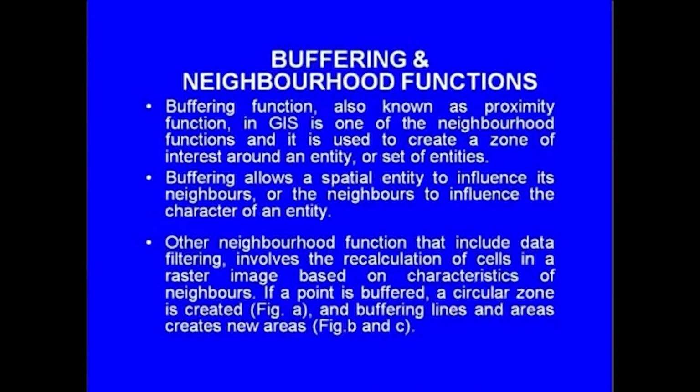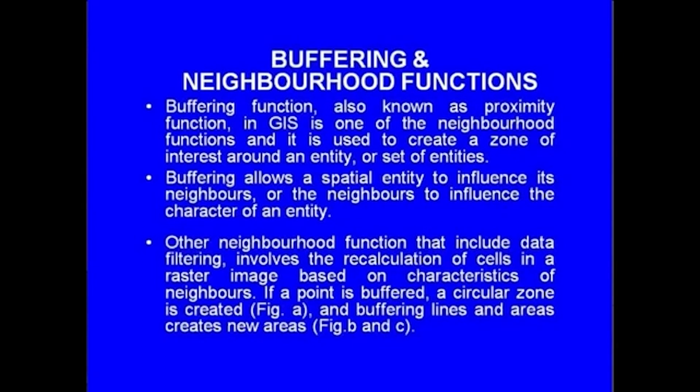Another form of GIS spatial based analysis could be through buffering and neighborhood functions. Buffering function, also known as proximity function in GIS, is one of the neighborhood functions and is used to create a zone of interest around an entity or sets of entities. Buffering allows a spatial entity to influence its neighbors or the neighbors to influence the character of an entity.